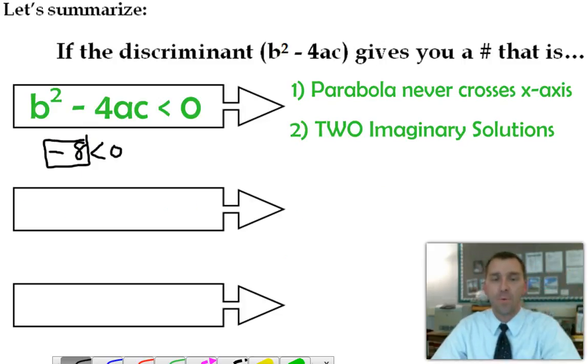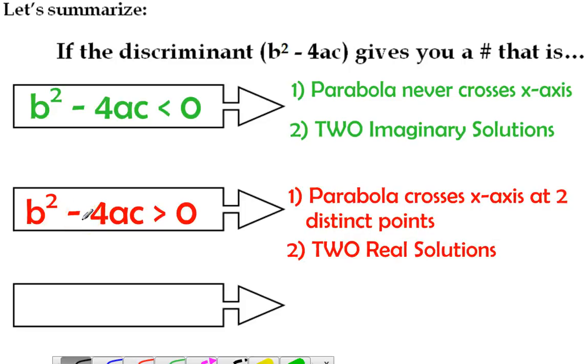Now, next thing. What happens if the actual discriminant itself is positive? Like the second example we did, where we got 16 for the discriminant. That is positive. It's bigger than 0. Well, here's what it means. The parabola crosses the x-axis at 2 distinct points, and you're going to have two real solutions. As I showed you, the parabola crosses twice, and where it actually crosses is the solutions. So if the discriminant's negative, it doesn't cross. If it is positive, it does cross. And if it's positive like this, you got two real solutions. If it's negative, you got two imaginary solutions.